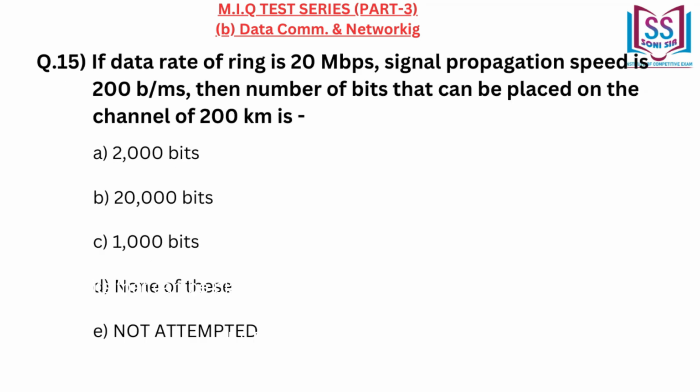If the data rate of a ring is 20 Mbps and the signal propagation speed is 200 bits per millisecond, then the number of bits that can be placed on the channel of 200 km is A. 2000 bits, B. 20,000 bits, C. 1000 bits, D. None of these.